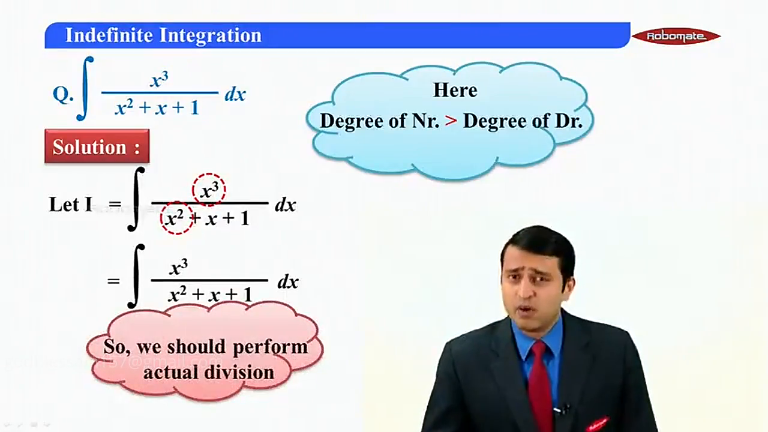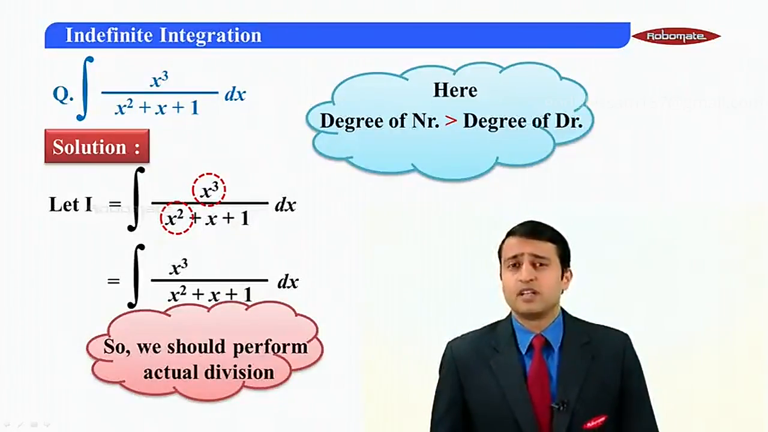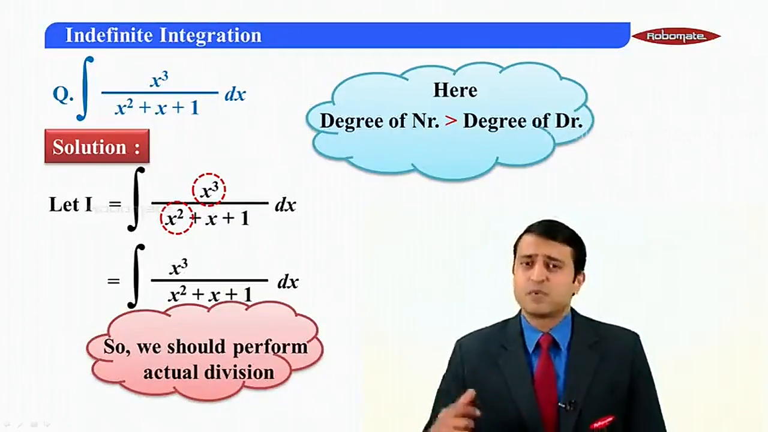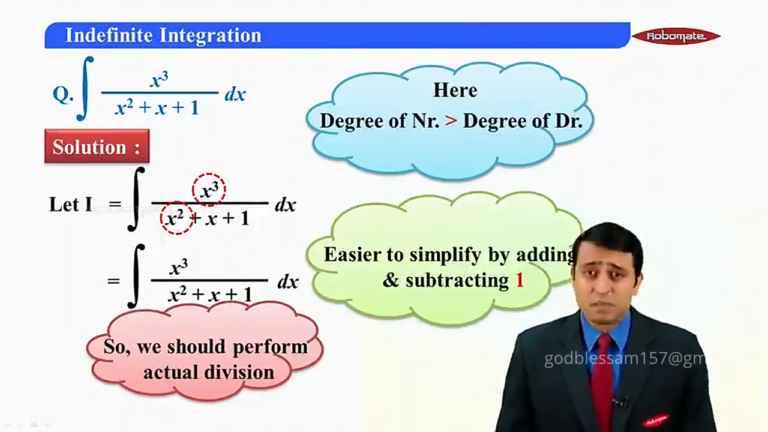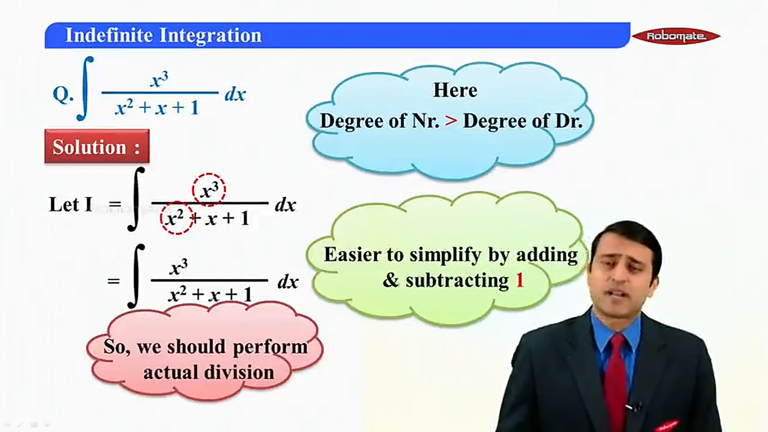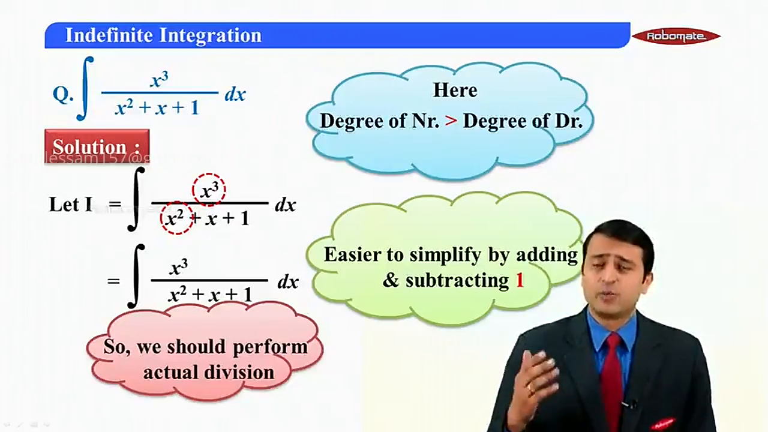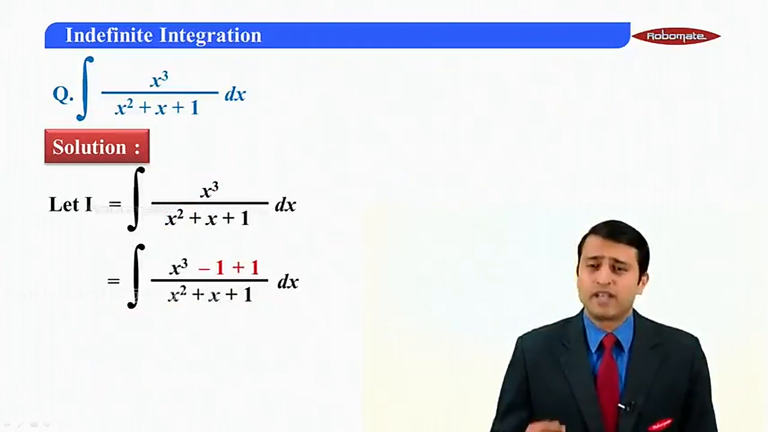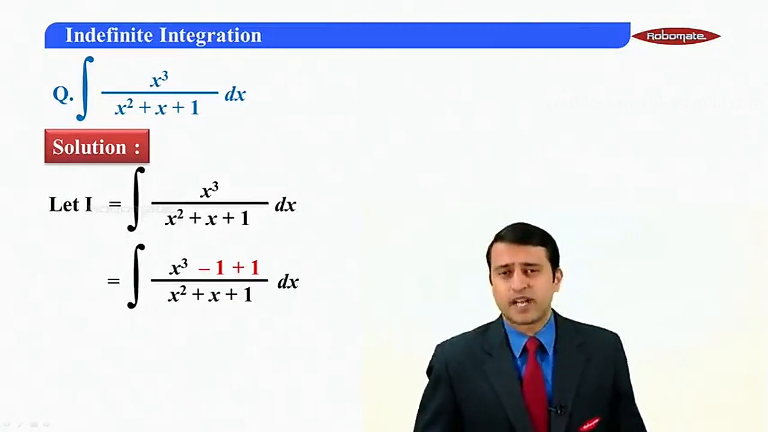So now, my dear students, are we going to divide the numerator with the denominator? Actually not. This being a very simple case, I can easily simplify by adding, subtracting 1. If I add, subtract 1, it is faster than actually dividing the numerator with the denominator. So my dear students, instead of dividing, what we will do here is add, subtract 1.